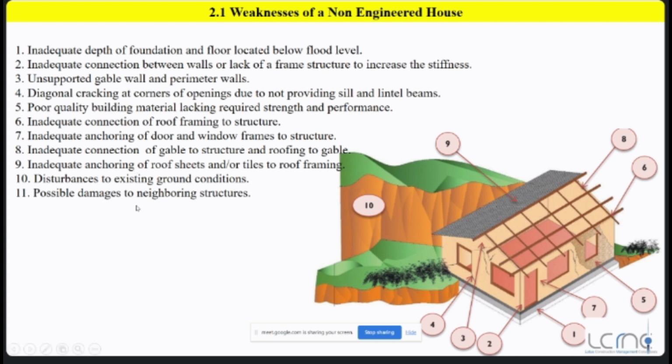And number 11, possible damages to neighboring structures. So you can construct your own house, but you can't obstruct your neighboring houses or any structure. And on the other hand, the other way around, you need to consider the impacts of other structures on your house if you construct your own structure nearby other structures. So definitely you need to construct the house considering both ways. Okay, so that is that. I hope you can understand these weaknesses of non-engineered houses.